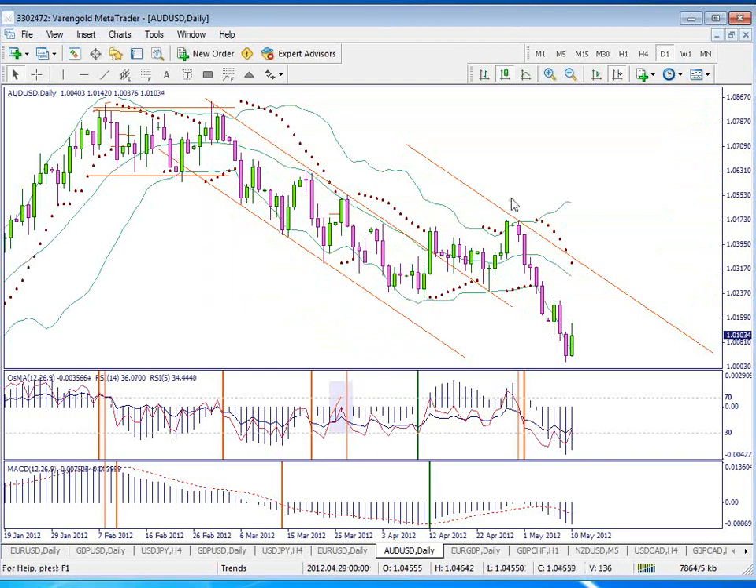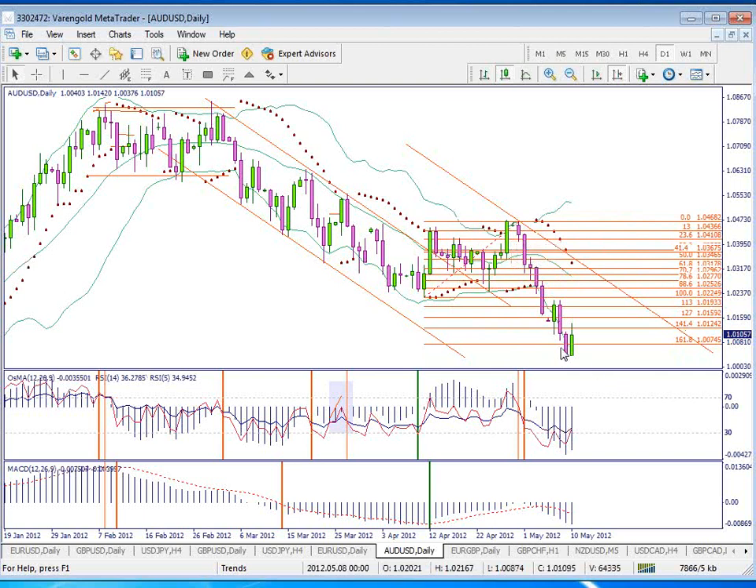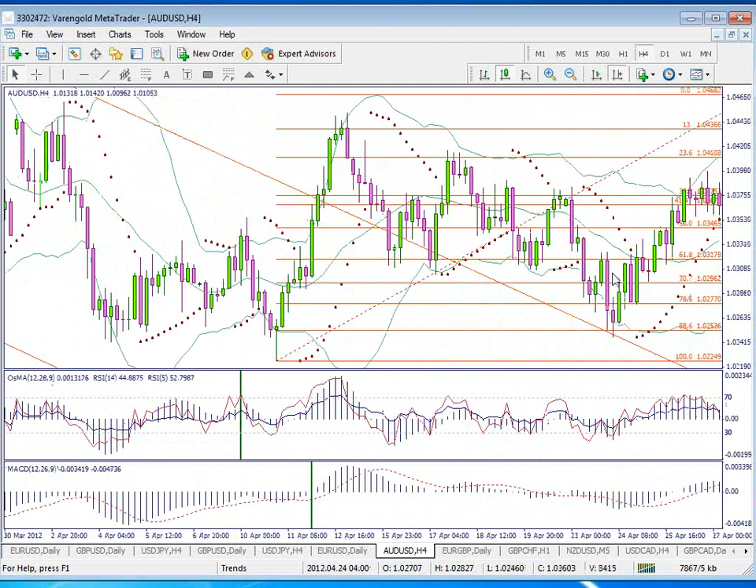Daily. I think that this is not a significant Fibonacci, but let's draw it. The pair was at 61.8. Probably the pair till Friday will test again the 100 level here and go into the downside. Let's see on our time frame.